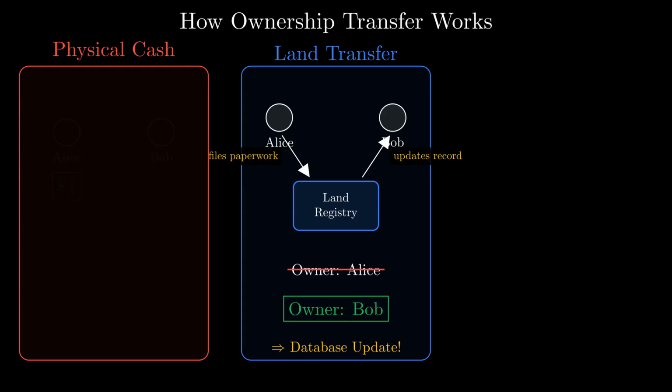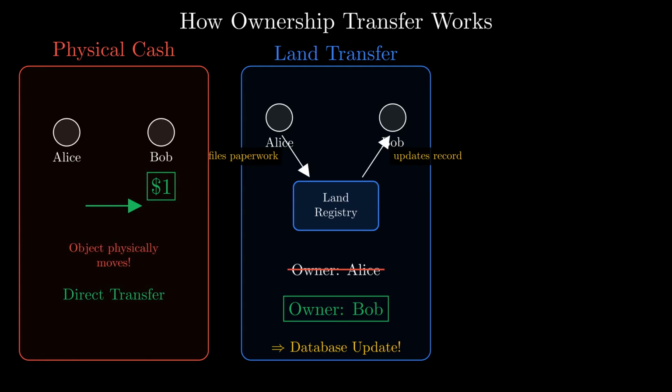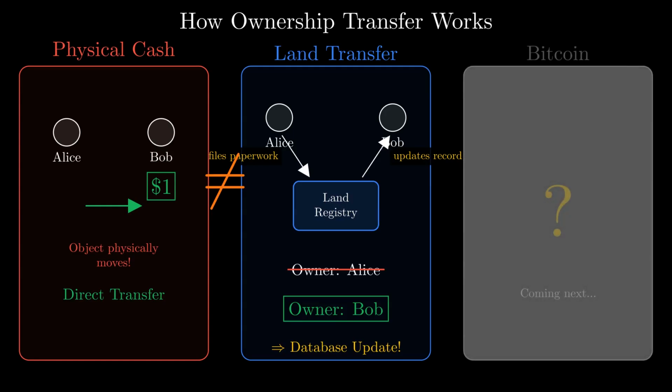Compare this with physical cash. When Alice hands Bob a dollar bill, an object physically moves from one person to another, and that's direct transfer. Land ownership doesn't work that way. It works through database updates. This distinction matters because Bitcoin works like land, not like cash.